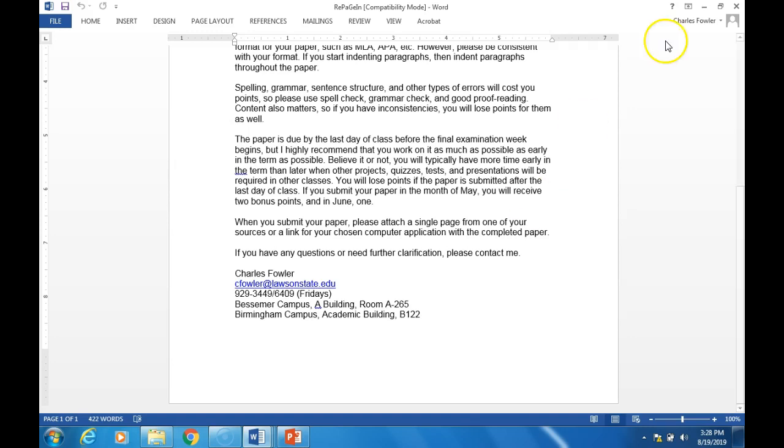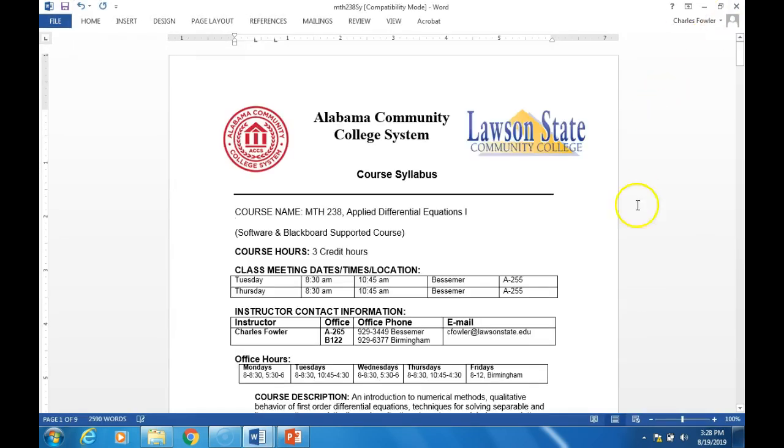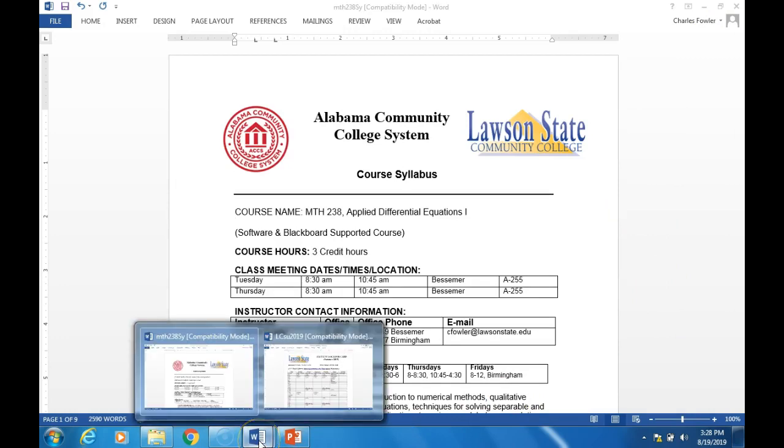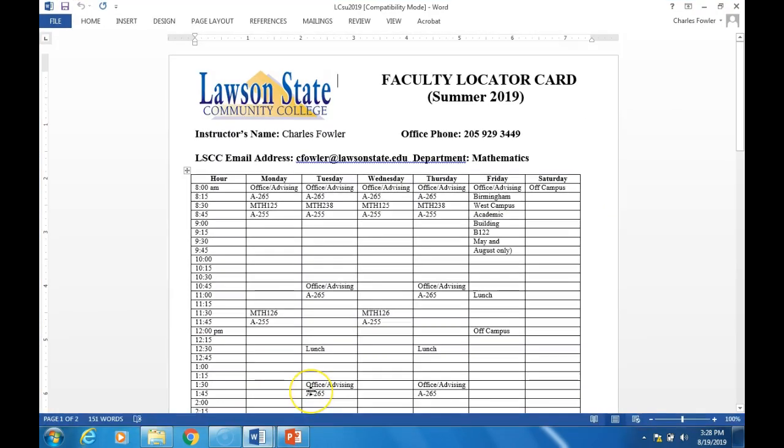All right, that's the research paper. I'm going to clear that out of the way. Now, what I'm going to go to next is the locator card. I'll try to do this more quickly than the last one because, again, this is not for fall. This is for last summer. So you just see basically what's here.